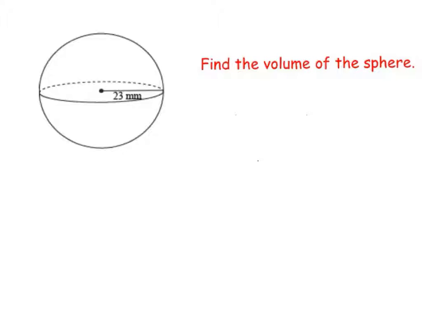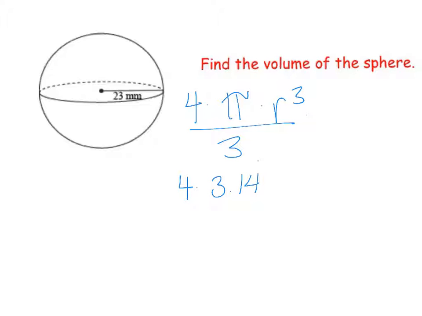So let's try that formula. Okay, our formula is 4 times pi times radius cubed divided by 3. So if we look at this picture of a sphere, we have been given the radius. Remember, radius is always halfway across. So let's fill in our formula. 4 times pi, which we'll use 3.14, times radius, which is 23 cubed, divided by 3.